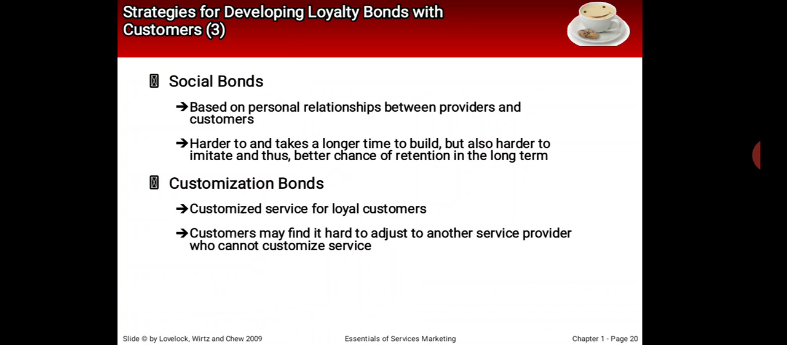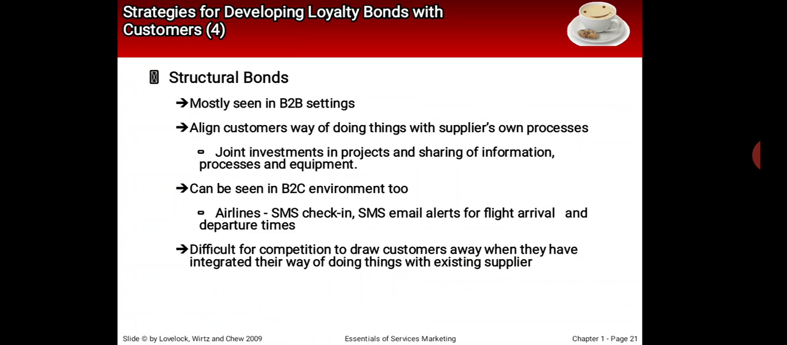Next, social bond. It means you have to create a deep relationship with your customer based on personal relationship between provider and customer. Then after, customization bond. It is related to customized services for a loyal customer. Here in customization bond, you have to provide customized services as per the requirement of the customer, and in this way you are able to create a long-term relationship with your customer.